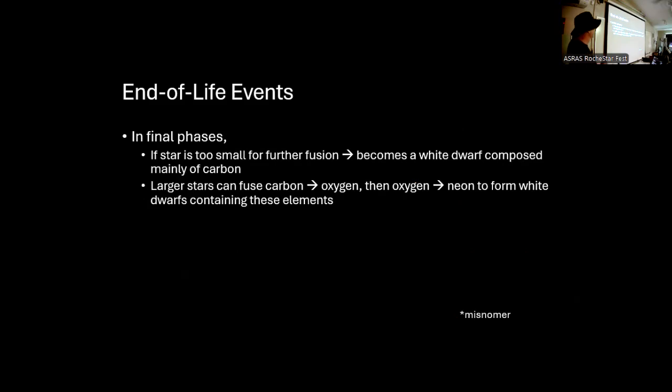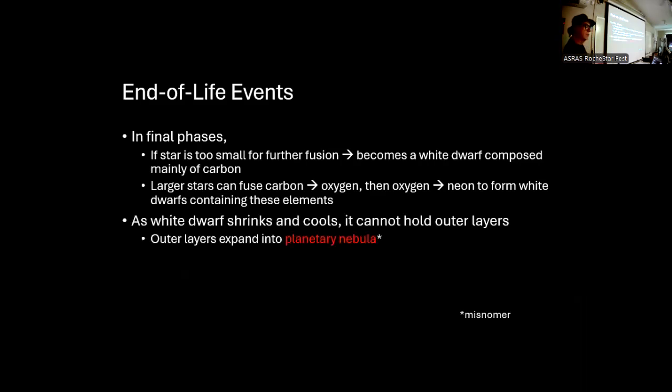In its final phases, if the star is too small for further fusion, if it can't ever reach the point at which it can begin to fuse helium into other particles, it becomes a white dwarf, which is composed mainly of carbon, which is what you get when you fuse helium. And the next element is carbon. Larger stars are able to fuse carbon, oxygen, and even into neon. So they become white dwarfs containing these elements. As the white dwarf shrinks and cools, however, it can't hold on to the outer layers, and these explode out away from the star, and that becomes a planetary nebula.